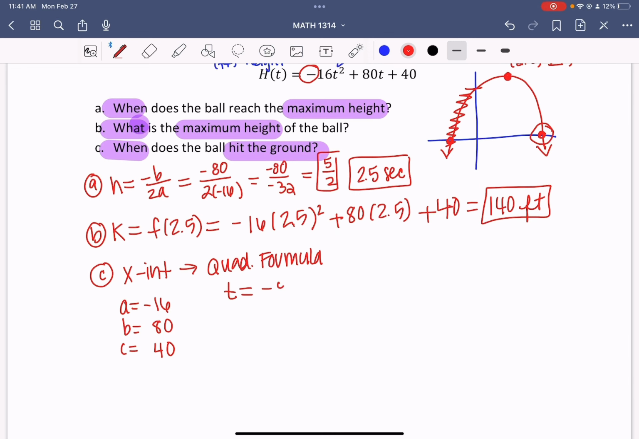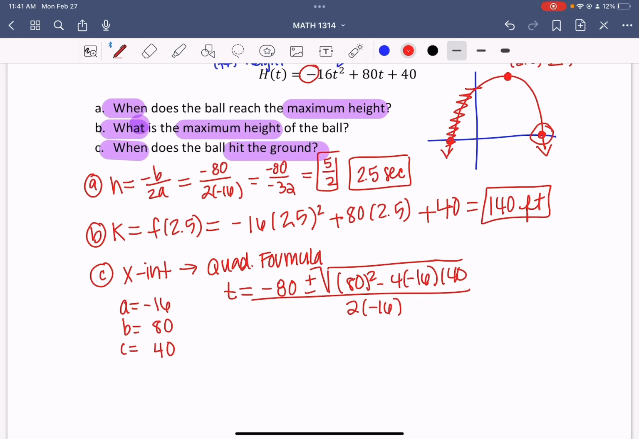So I'm going to say negative 80 plus or minus the square root of 80 squared minus 4AC, all over 2A. I'm going to use my on-screen calculator to help me with that, so I am going to plug this into the calculator, and it's going to give you two answers. I'm going to get negative 0.458 and positive 5.458, just rounding to 3 decimals.